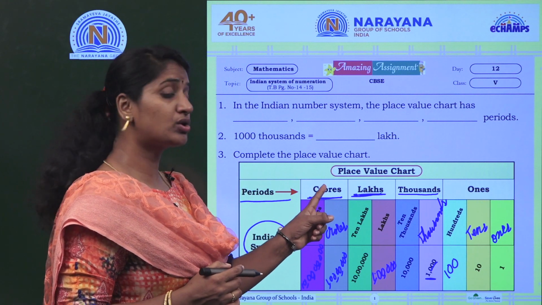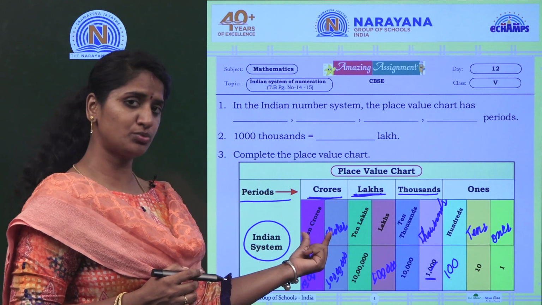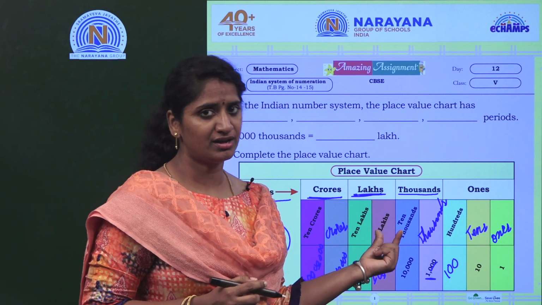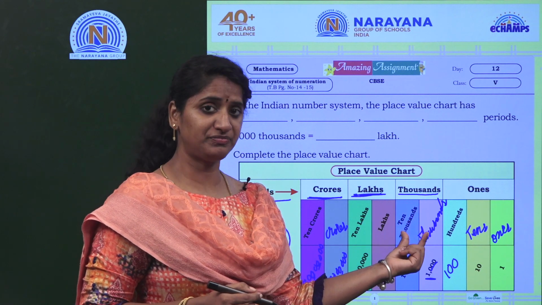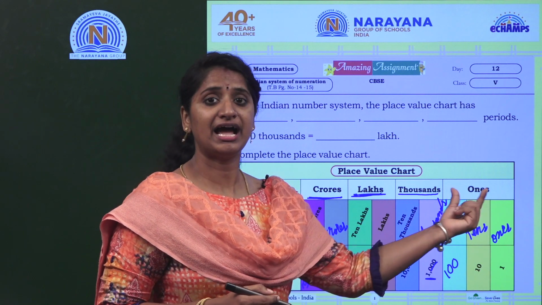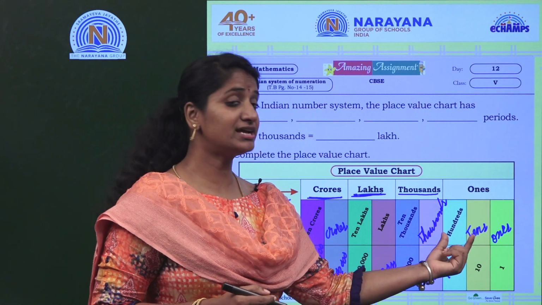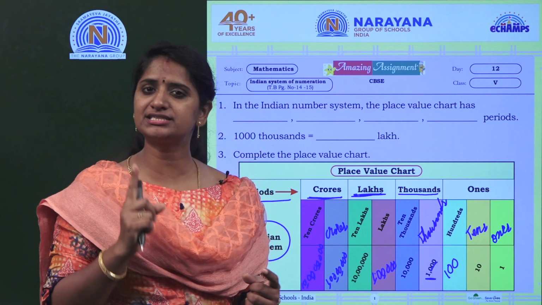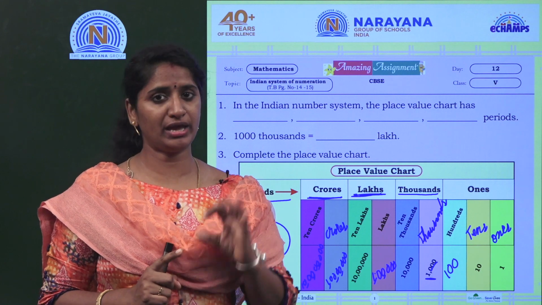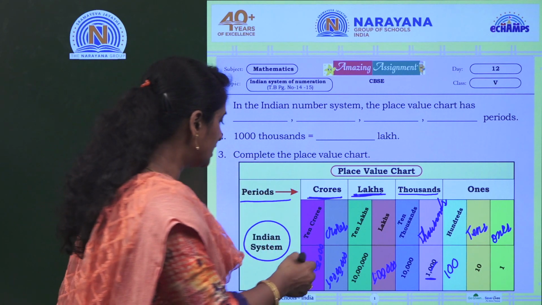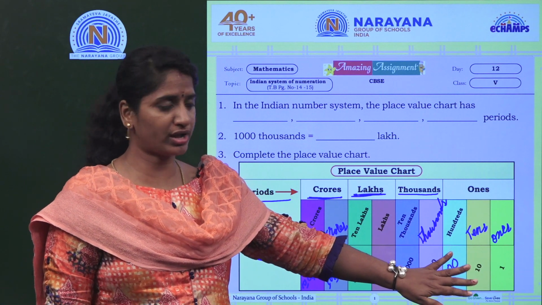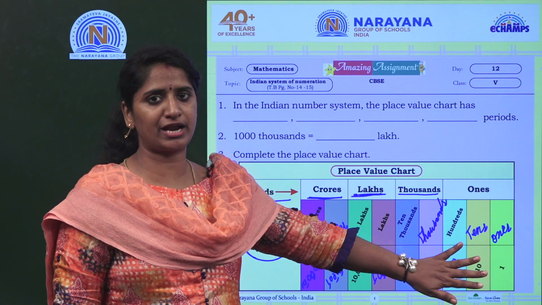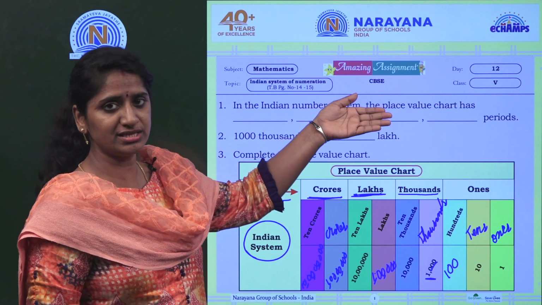Okay. So in crores period, how many places? 2 places. Lakhs period is also 2 places. Thousands period also has 2 places. And ones period has 3 places. In Indian system, only in ones period we have 3 places. Okay, children. So I hope you all understood this place value chart. Based on this place value chart, we'll complete these questions.